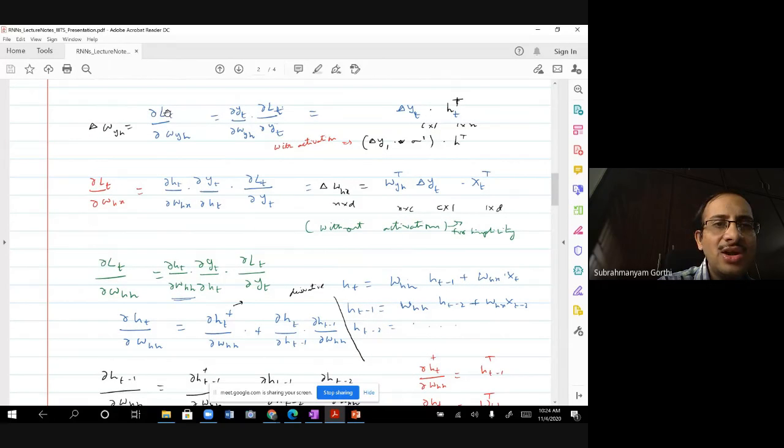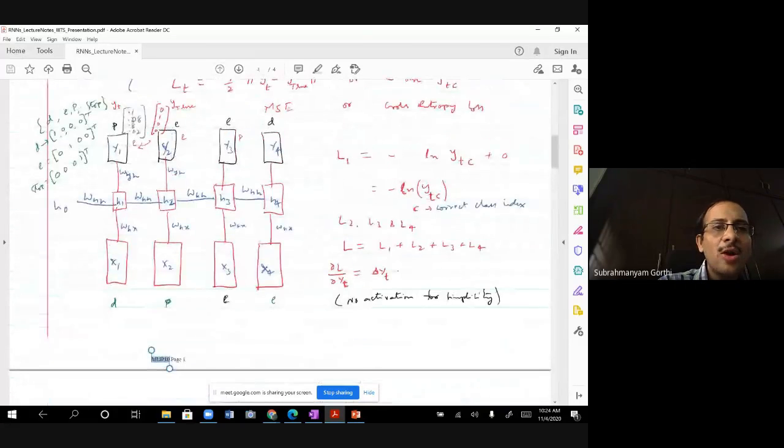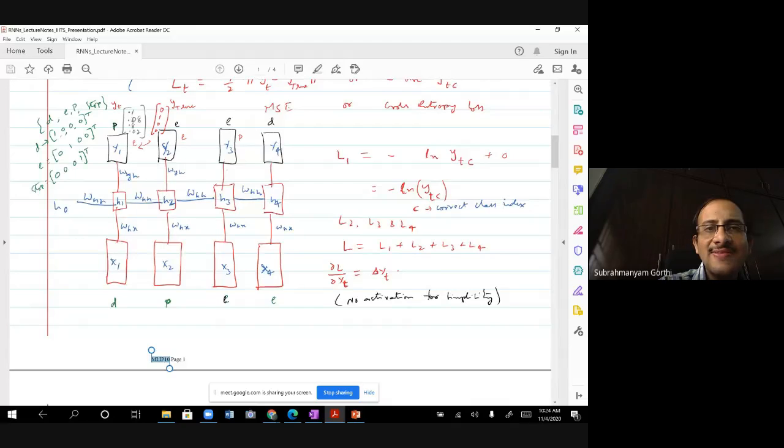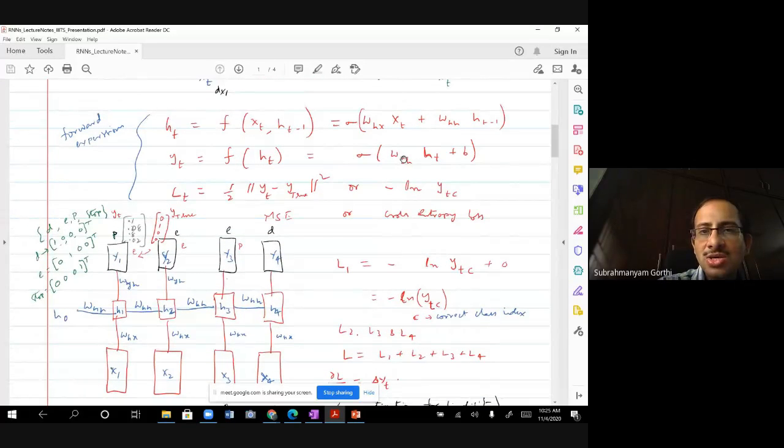So I want to first find dou LT by dou WYH. So how do I find it? That means I want to first update these weights. As you can see, these weights are related only through YT and HT, and YT is there in L. So if I want to adjust these weights, what will happen? Dou L by dou YT has to be written into dou Y by dou WHY. There are two steps in the update of WHY in back propagation.